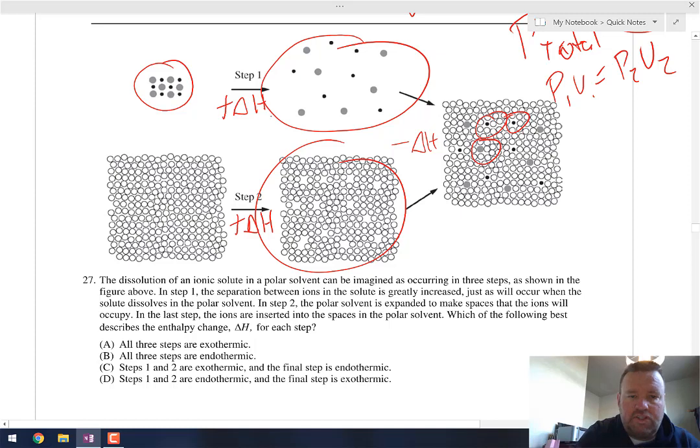So the first 2 steps are always endothermic. The third step is always exothermic. Whether the overall process is exothermic or endothermic depends on how big those values are. If this releases a lot of energy and these don't require very much, then overall it's going to be exothermic. The opposite is also true. So the correct answer is D.